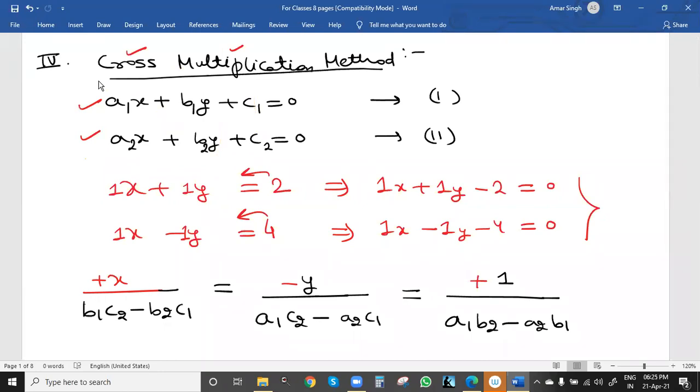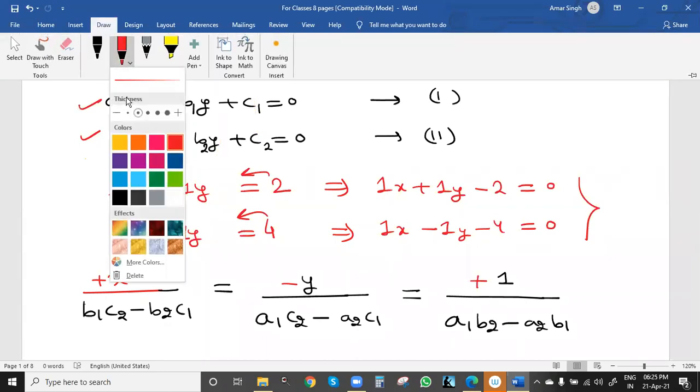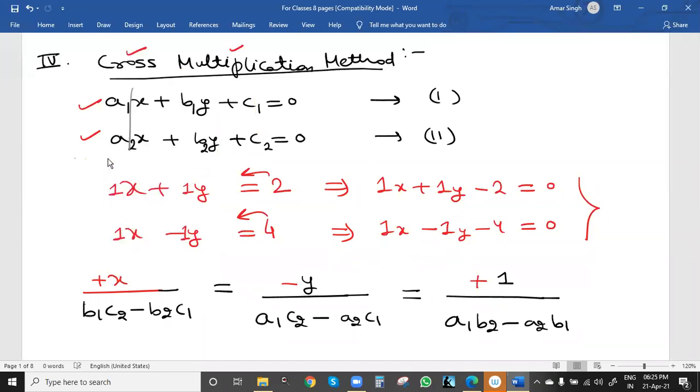Now for finding the x and y values, x will be equal to, for finding the value of x, what was the method? For finding the x value, we'll ignore the column in which x is there and focus on the remaining two columns. In the remaining two columns, we'll start with the right hand side. Right hand side cross means b1 c2, and then minus b2 c1. Basically, constant values will multiply, minus b2 c1. Correct.